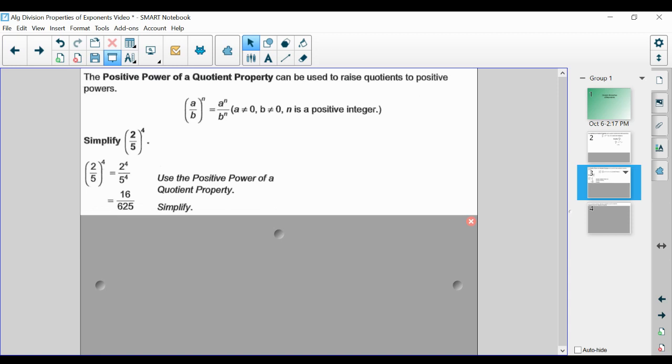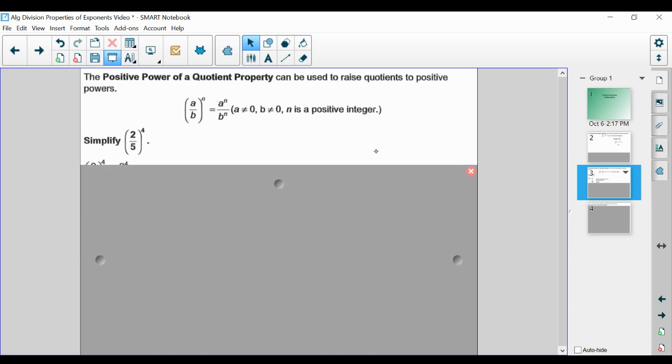The key here is we want to simplify inside the parentheses before we start our properties of exponents, because our order of operations tells us to do that. Parentheses, exponents, multiplication or division, addition or subtraction.